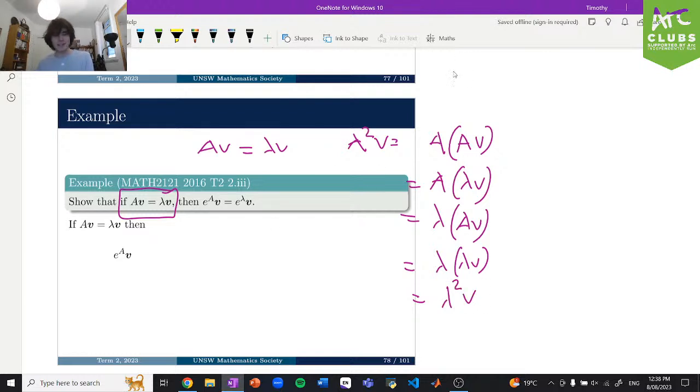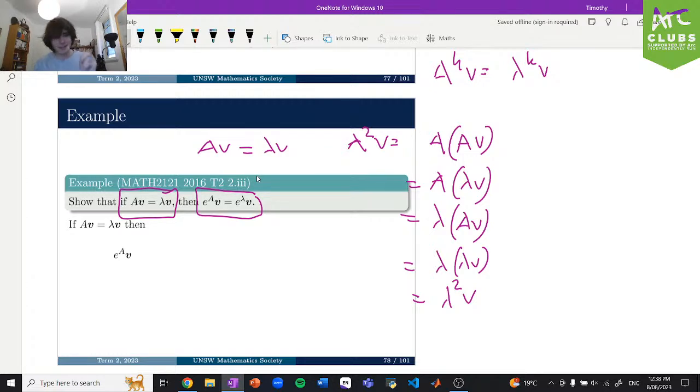This generalizes to the idea that A to the k times V is equal to lambda to the k times V. Essentially, if you have an eigenvector and you keep multiplying it by the matrix, you just get more and more powers of the eigenvalue. That is going to be super useful, because if you're like me, you look at e to the A times V and go, that's kind of gross. I don't know how to do matrix exponential multiplication.